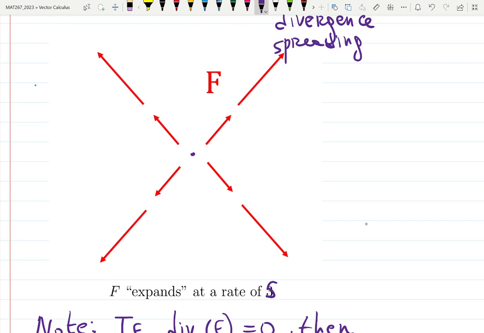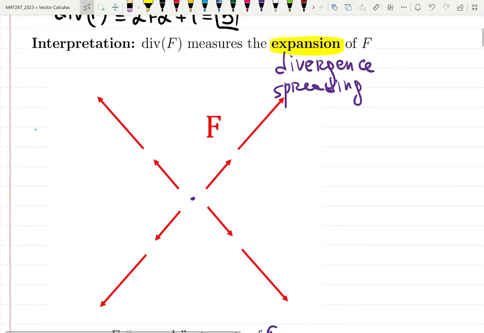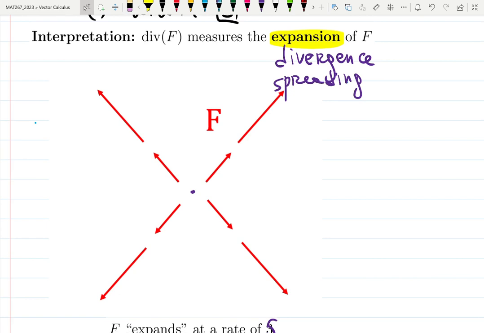Yes? Will div F be written any other way? I don't think so, no. Usually div F, yeah, D-I-V F. You mean D-I-V? Yeah. No, this is international notation. Oh. Yeah, thank you for asking.